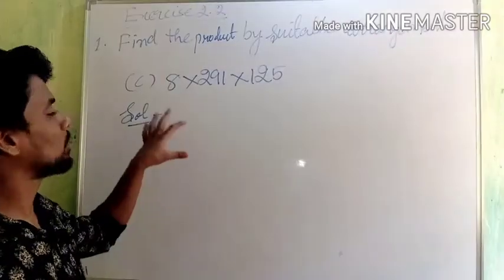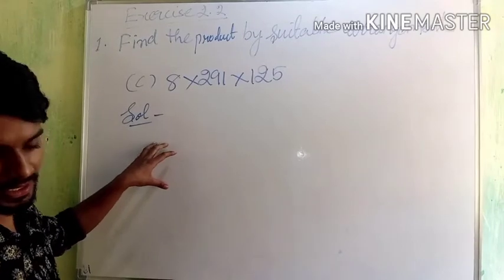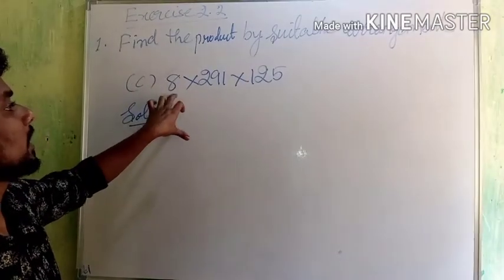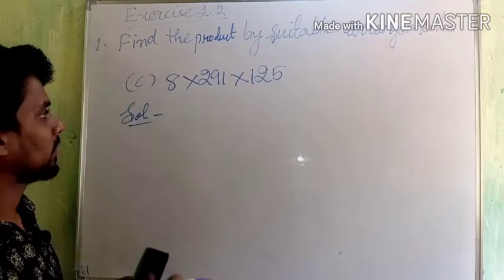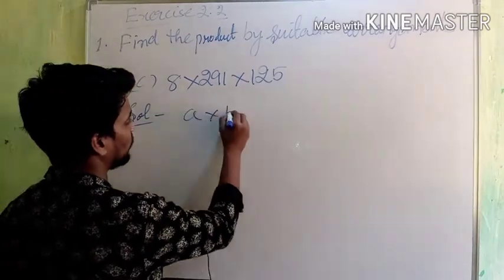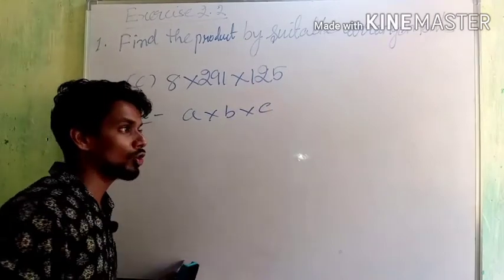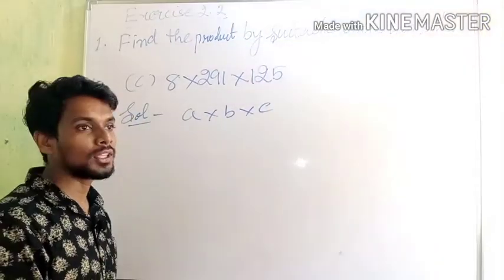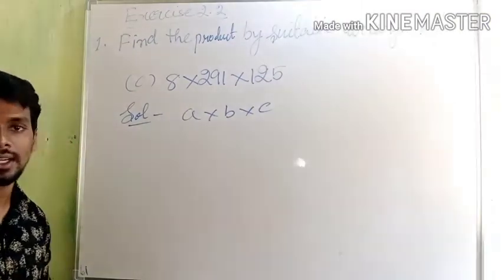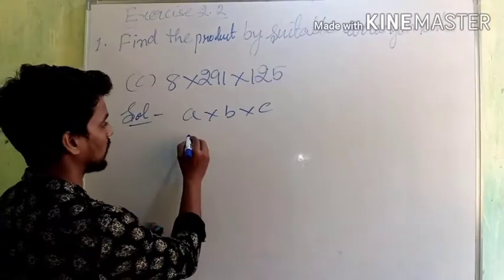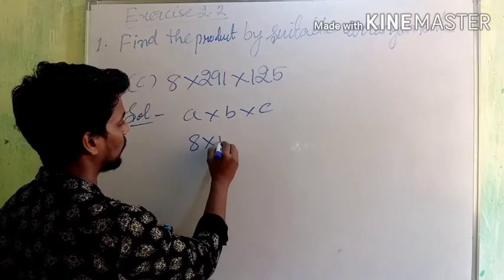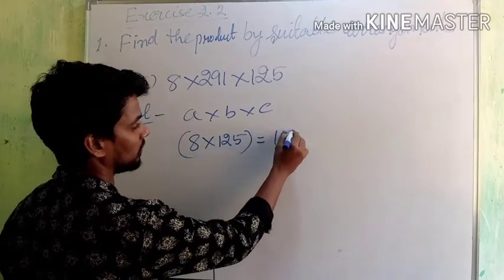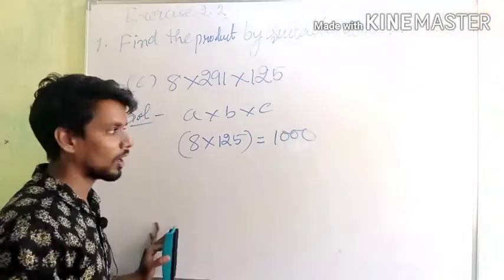Now I am solving one more question from the exercise: 8 into 291 into 125. Let us see the same formula, a into b into c. We have to select wisely, so that we get some 1000 or 100 like that. Here we see 8 into 125; if we multiply, how much do we get? 1000. Yes or no? How? Let us see.